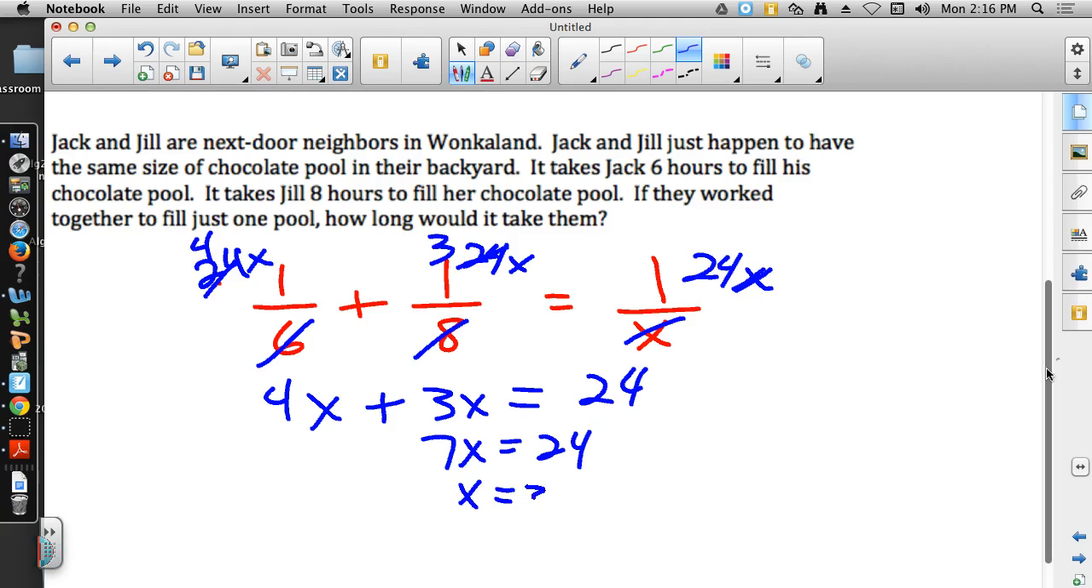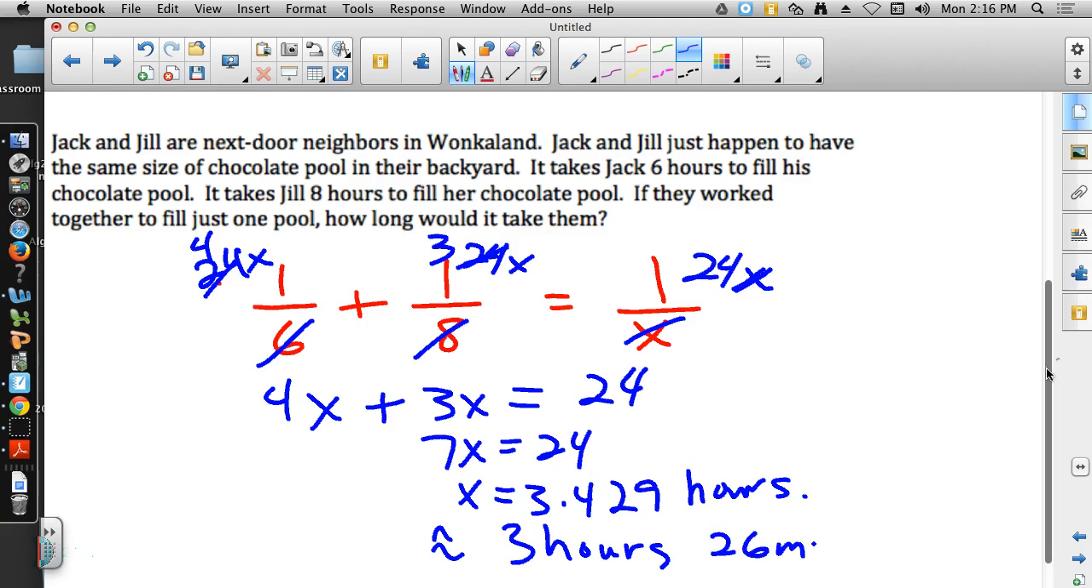So x is 3.43, well, let's go 3 decimal places, 3.429, and that was in hours. Now, we might not want to leave that 0.429, so we'll take that times 60, and that will give us approximately 26 minutes. So approximately 3 hours and 26 minutes.